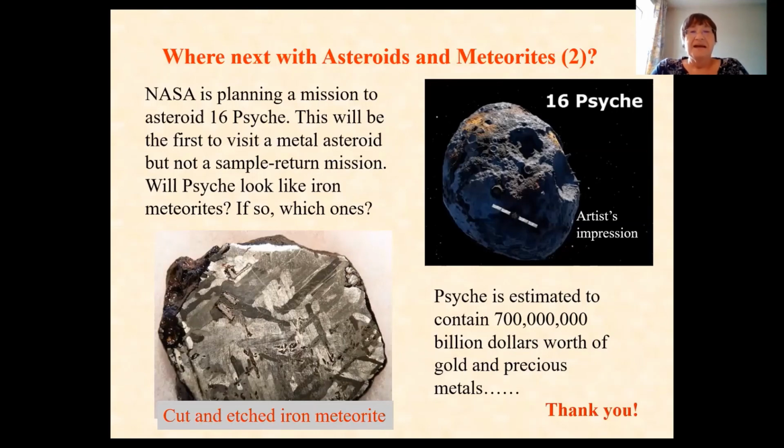Now, for those of you who are interested in the possibility of asteroid mining, it has been estimated, not by me, but by economists, that Psyche might contain $700 billion worth of gold and precious metals. And on that, I think I'll hand over to the next speaker, who's going to tell us about what precious materials we can bring, or we can mine on asteroids and the moon.